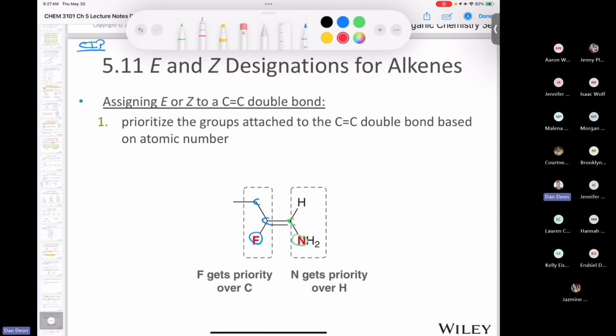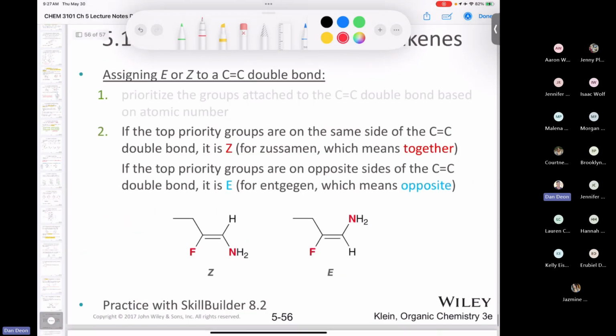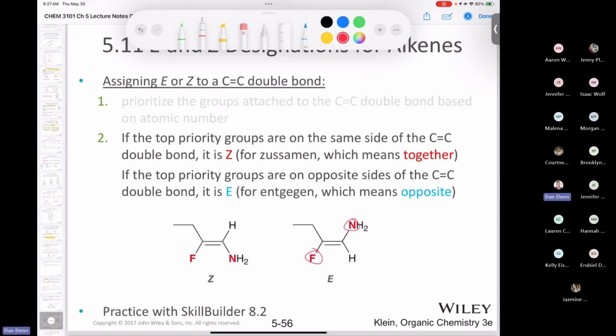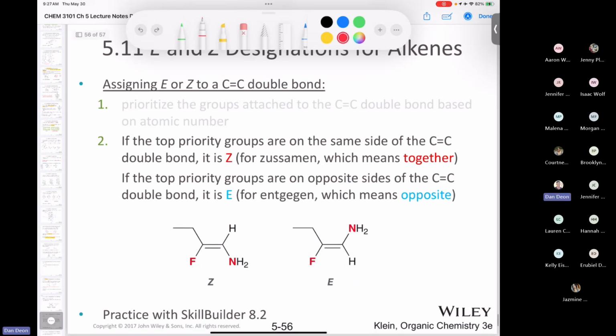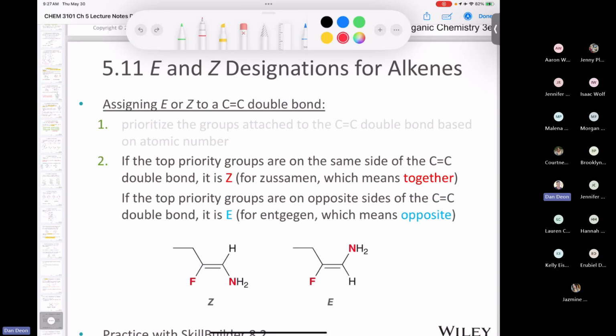So highest groups on same side. Therefore, the compound is a Z compound. It's a Zusammen compound, okay? If they were on opposite sides, like they are here, the fluorine and the nitrogen, then it would be an E compound. Now, if you're wondering, what if they're all carbons? Then what do I do? Well, if they're carbons, then you would use the same thing that you did with the Cahn-Ingold-Prelog rules, is you keep going until you find a point of difference. So the exact same rules apply as did for the Cahn-Ingold-Prelog rules. There's nothing really new there.